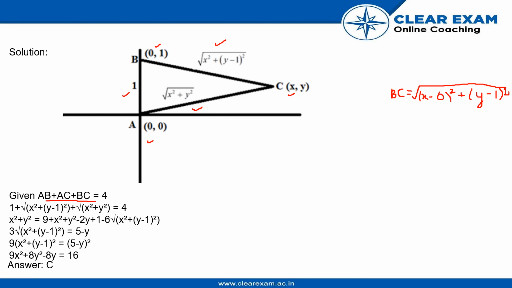On solving this equation, we'll get 9x square plus 8y square minus 8y equals 16, which is our locus of point C, and this is our option C. So our correct answer is option C. So I'll remove all of these.